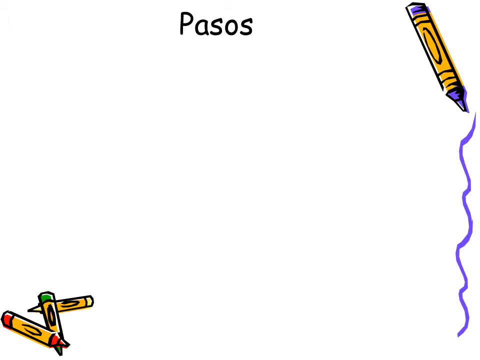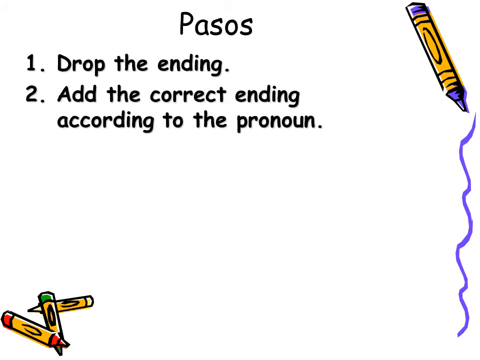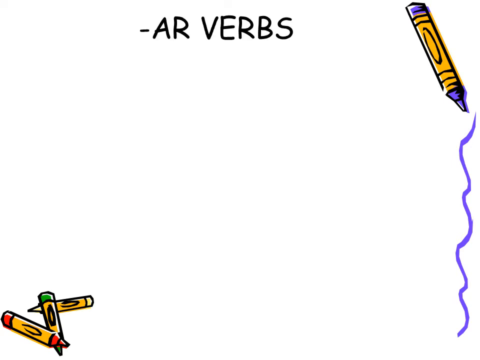The first step when you're conjugating a verb is to drop the ending. And the second step is to add the correct ending according to the pronoun. So we know that every pronoun has a different ending, and all we have to do is add that ending. So let's go ahead and review AR verbs.